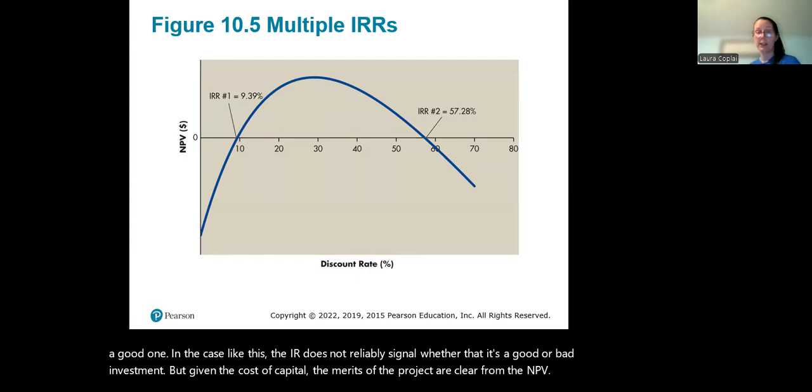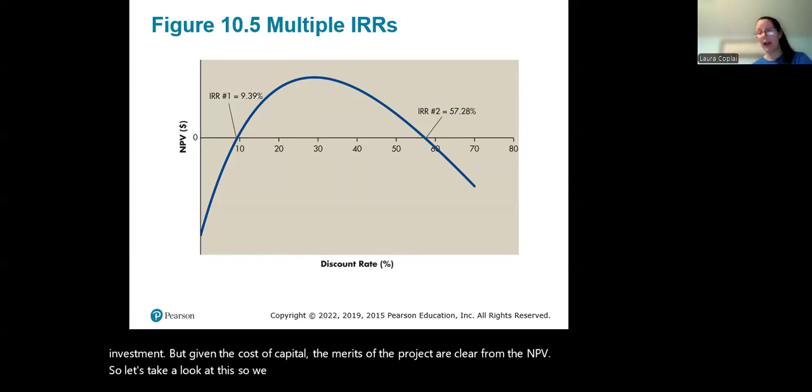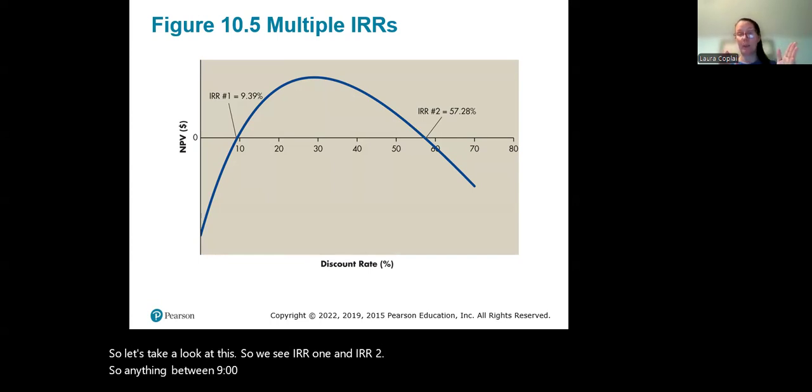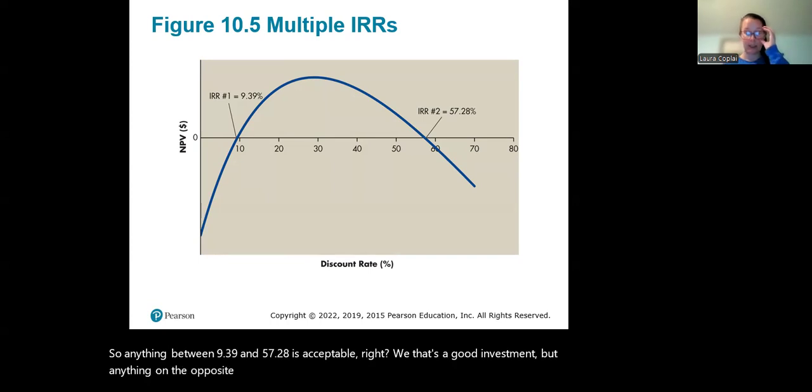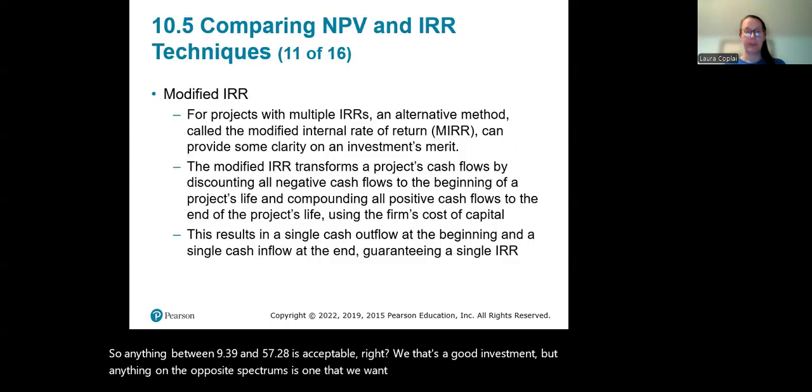So let's take a look at this. We see IRR1 and IRR2. Anything between 9.39% and 57.28% is acceptable, right? That's a good investment. But anything on the opposite ends of the spectrum is one that we want to avoid. We can look at modifying our IRR.